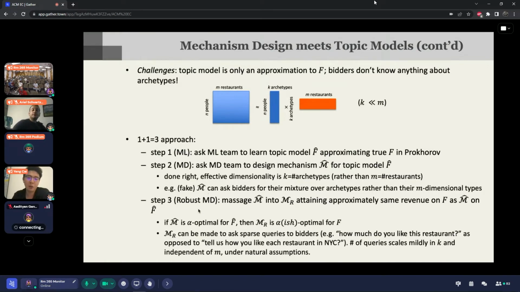And we also make m sub r an indirect mechanism where we ask the bidder some sparse queries. For example, the queries will be like, how much do you like this particular restaurant? And by asking a small number of these sparse queries, we can actually learn their mixture of the archetypes and then use m hat. I'd say the number of queries we ask here scales quite mildly in the number of archetypes and is independent of n. So this allows you to save communication. The communication now no longer depends on n, only on k.